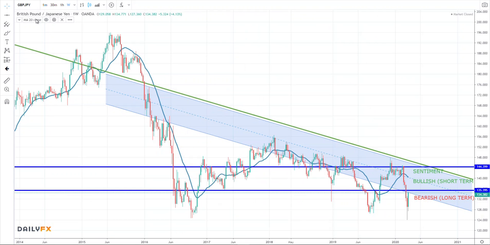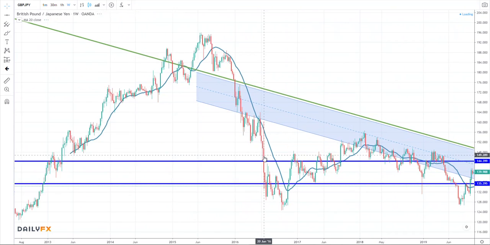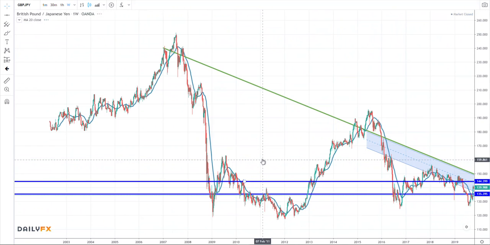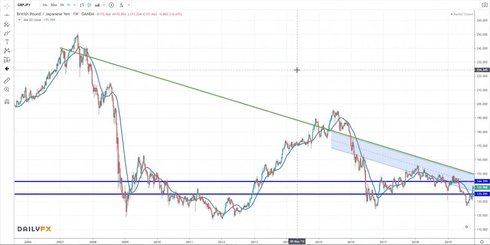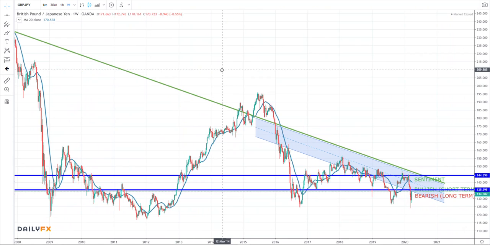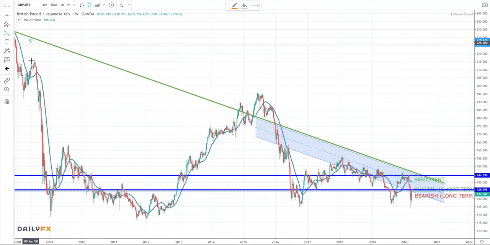Okay, so looking at the weekly pound yen chart, we see this is a multi-year downtrend. If we go back, these highs go all the way back to 2008, and then we see that price has really been in this bearish descending triangle for over the last decade. Let's go ahead and put this into place.